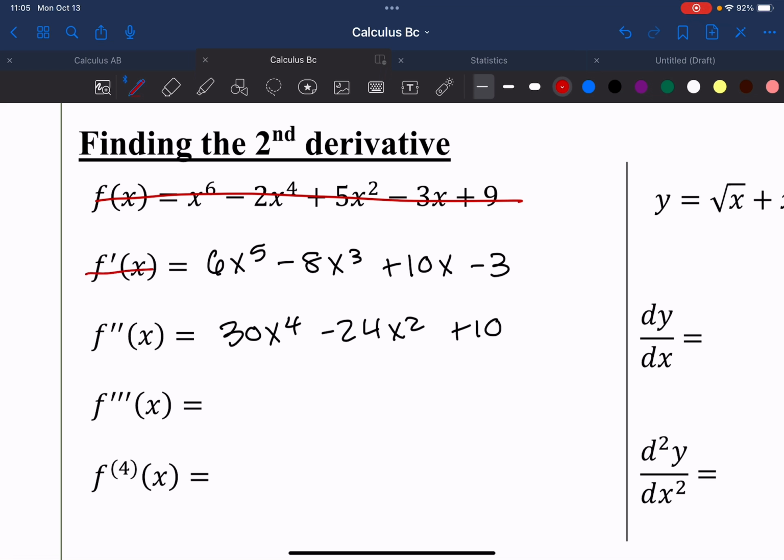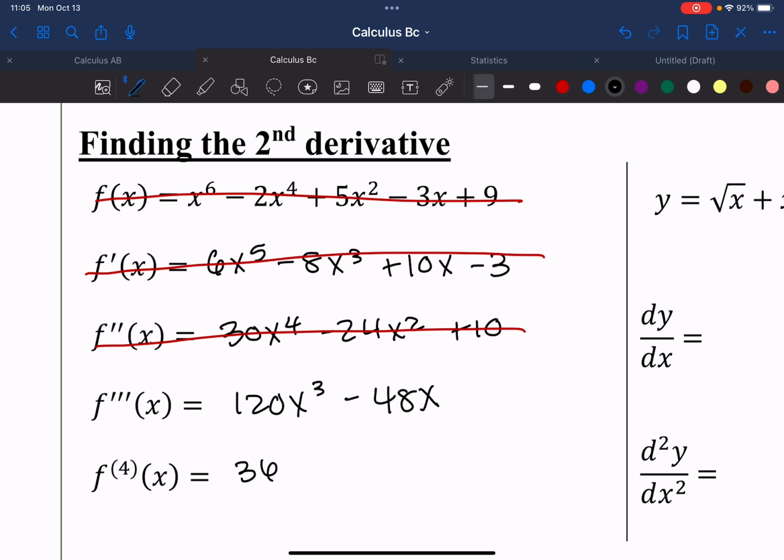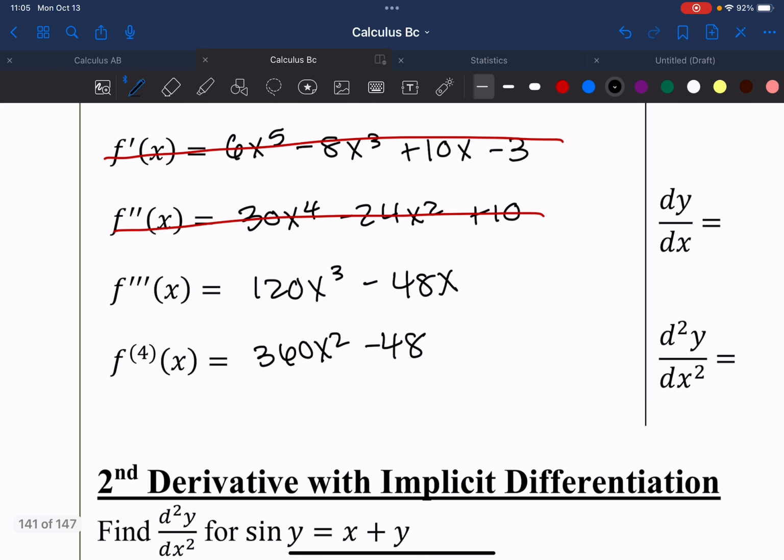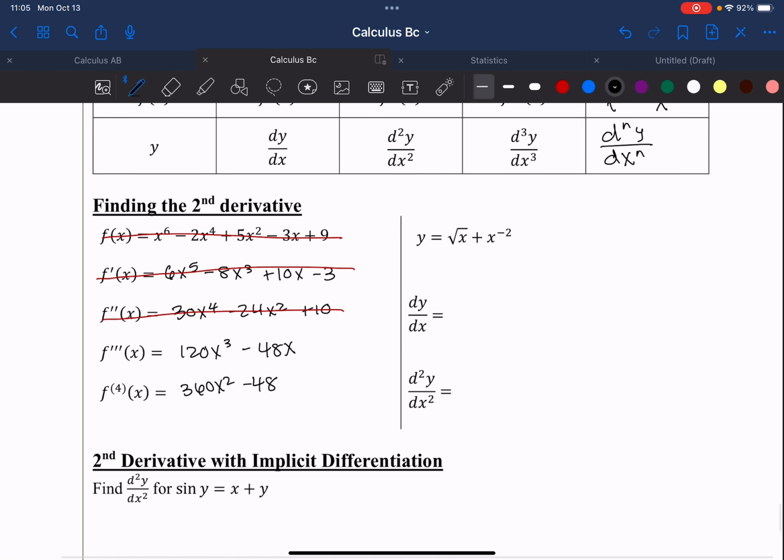And then again, I'm not looking at this one anymore. I'm going to look at the next one to find the third derivative. So this is 120x cubed minus 48x. And then to find the fourth derivative, I'm going to be looking at the third derivative. So this is 360x squared minus 48. We could keep doing this until we end at 0, which means I could take the fifth derivative, and then the sixth derivative, and probably the seventh derivative until I got to 0. Remember, this is the slope of the previous derivative.